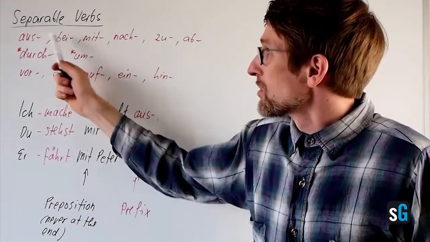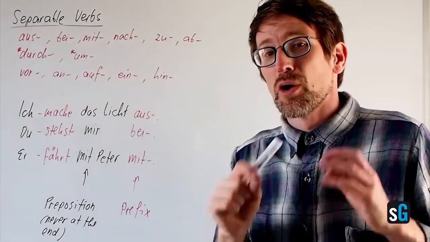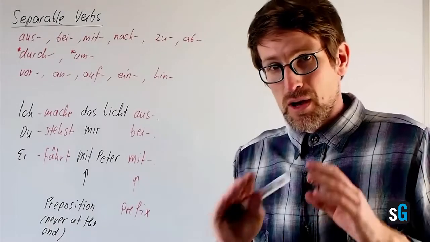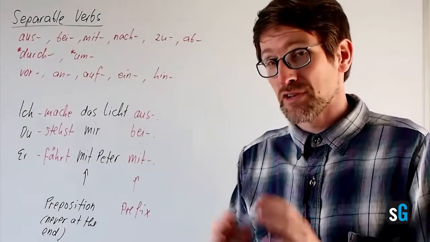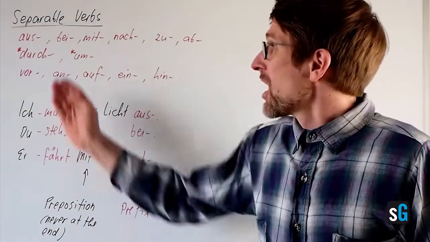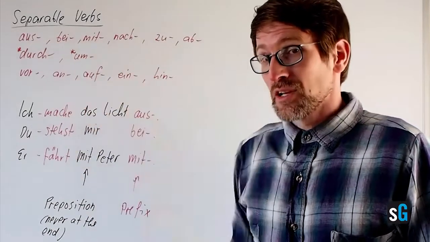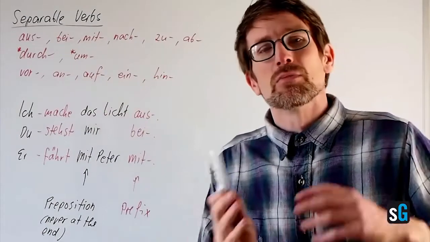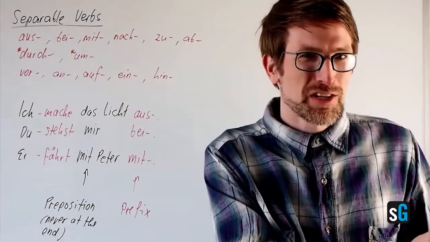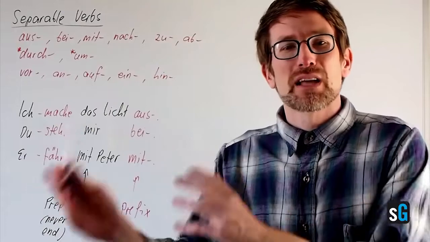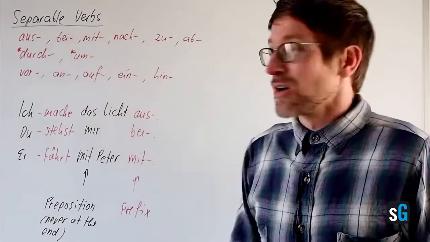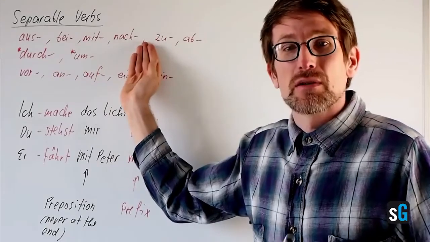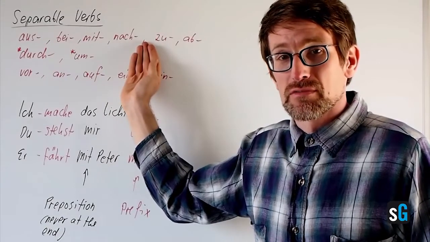The first group might remind you of the dative prepositions. Please be careful, there's a giant difference between a preposition and a prefix, which we will take a look at later, but they resemble the dative prepositions pretty much. So go to the dative preposition video, learn aus, bei, mit, nach, seit, von, zu, and you see most of them are also found here as separable prefixes.